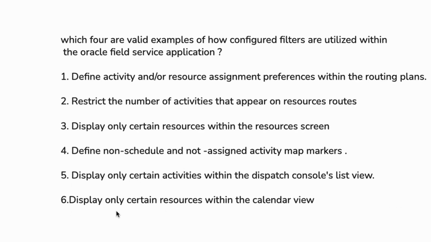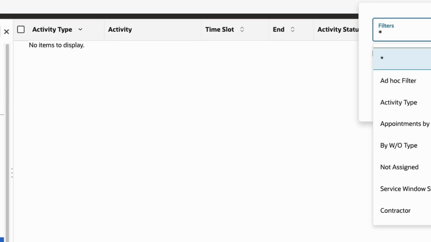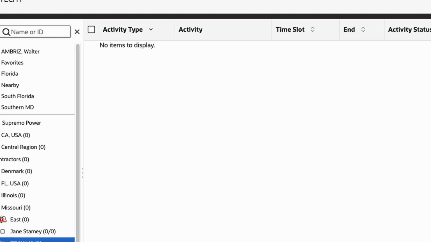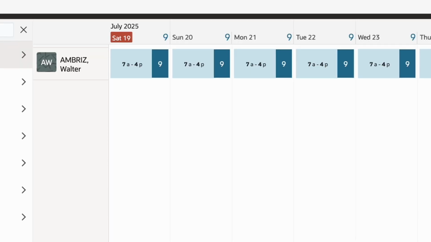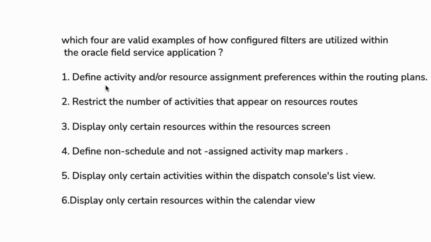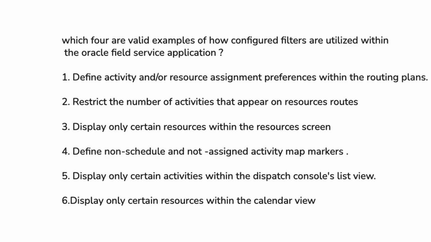Option 6, display only certain resources within the calendar view. This option is incorrect. If you go to calendar view, here calendar, there is no filter. So as per my understanding, the first, second, fourth and fifth are the correct answers.